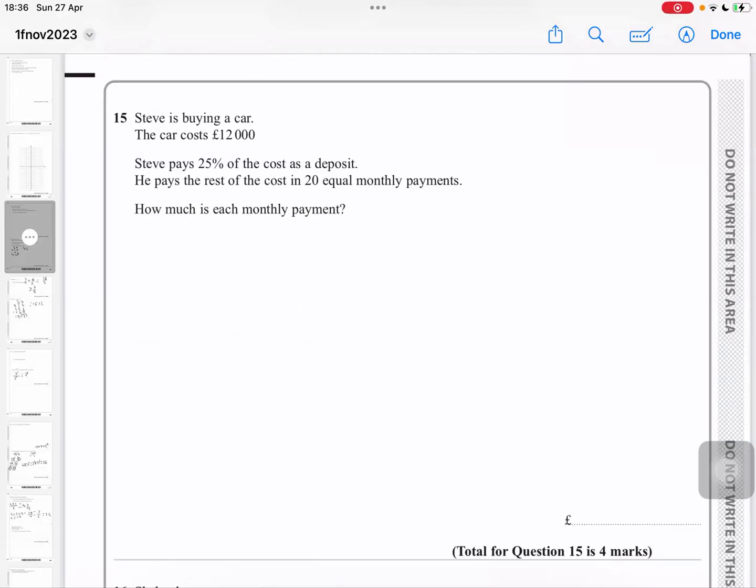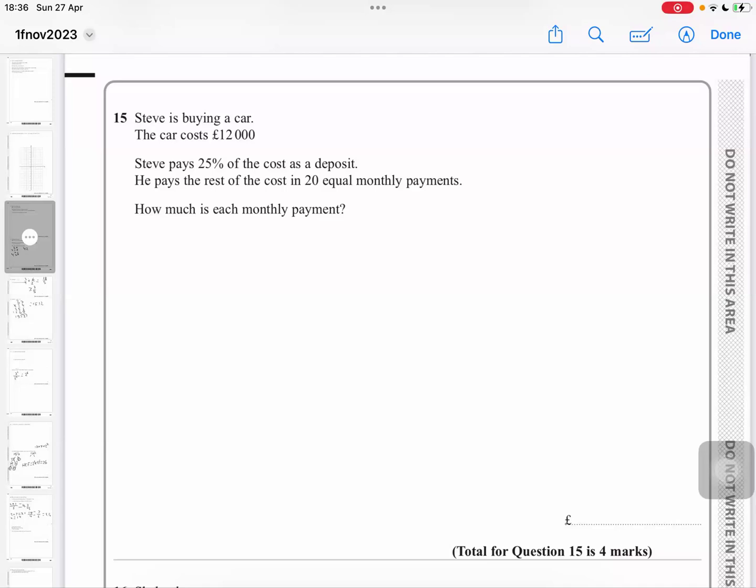Okay, Mr. Steve. Steve is buying a car. The car costs £12,000. I wish cars would still be costing like this, but maybe not pounds, but naira. That would be a long time to come. I don't know if it will ever happen.